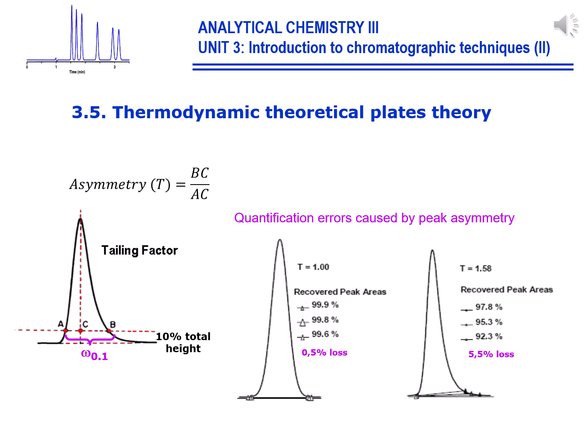We can see the recovery area by peak integration is changing from 99.9 to 99.6%, all of them quantitative values. On the contrary, if the asymmetry rises to 1.58, the quantification of the peak can go up to 5% loss. The recovery area by peak integration changes from 97.8 to 92.3% in this example. This is not an acceptable loss value for a compound quantification.